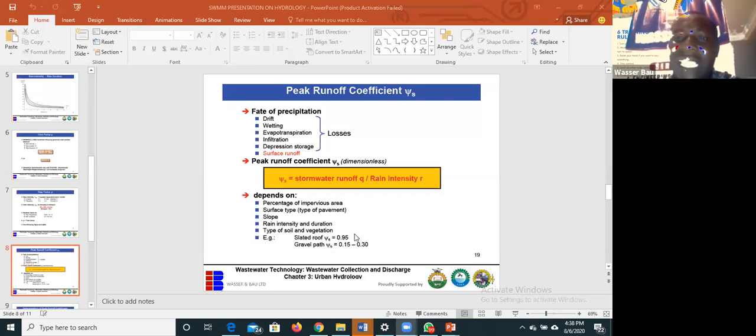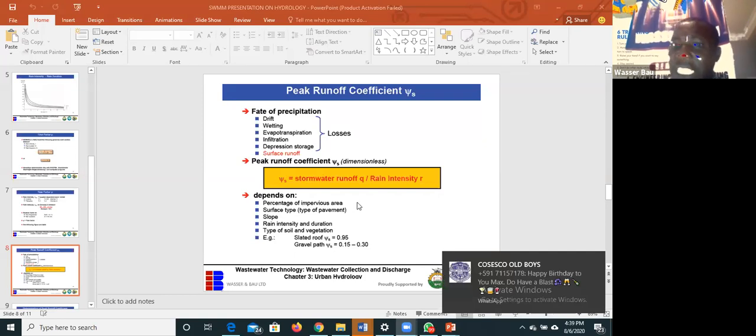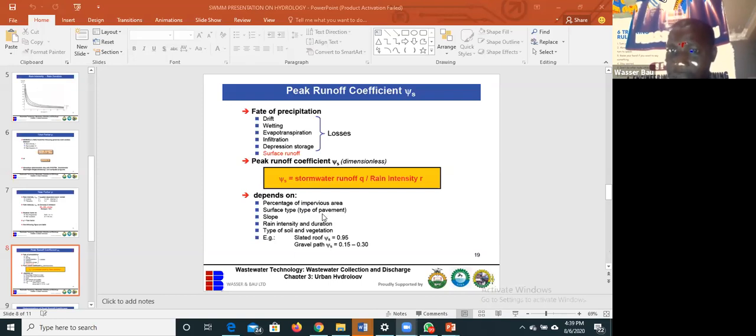As I said, you cannot say 100%. You cannot say it is 1. Rather, you say it is 0.95. That means 5% is for losses due to, maybe, water splashing on the wall of the house, wind carrying some of the water, or some evaporating if it's hot weather. As the rain is falling, some is evaporating due to the already hot surface. So you see that the runoff depends on the imperviousness of the area. The surface type is very important. Then the slope, then the intensity of the rain, then the type of soil and vegetation.